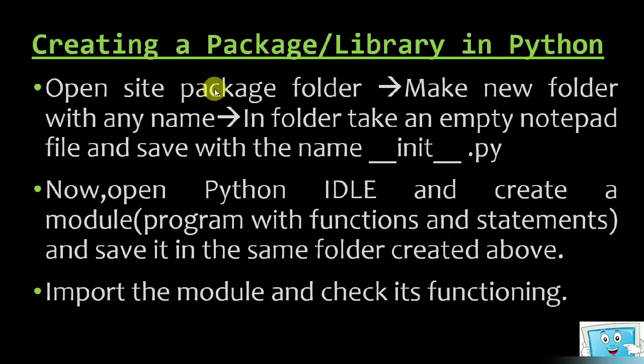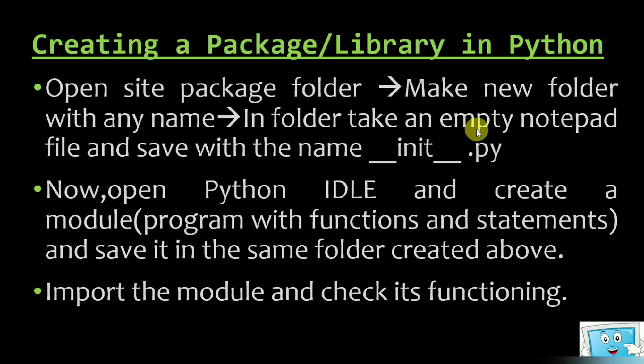Now we have creating a package or library in Python. Library and package are terms which are used interchangeably. So in order to create a package, first of all you have to open the site packages folder. This is found in Python, in the lib folder. After opening this folder, you have to create a new folder with any name, and in that newly created folder you have to take an empty notepad file and save it with the name __init__.py.